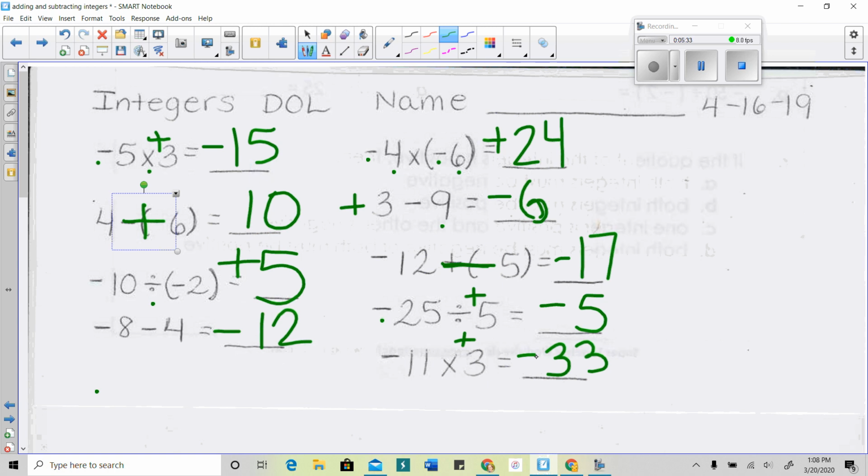Okay, so it might be a little confusing because now that we're combining what we did yesterday and what we did today, it's a few more rules to juggle. But the more you practice, the better you will get.